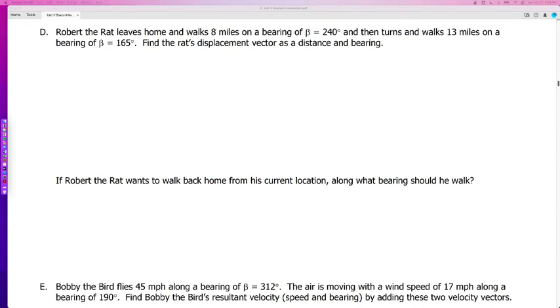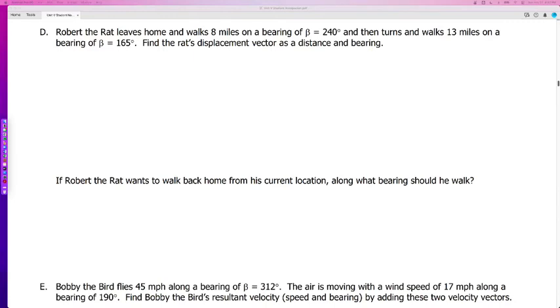All right, the last two examples here on page 5 are the trickiest ones, partly because of the second part of this problem, D, and then also the diagrams get a little tricky here. So we have a situation where Robert leaves home. He goes 8 miles at a bearing of 240 degrees, and then he turns and walks 13 miles on a bearing of 165 degrees. We want to find his displacement, the displacement vector as distance and bearing. So we need to find the magnitude of the net distance traveled and then the bearing from the original position.